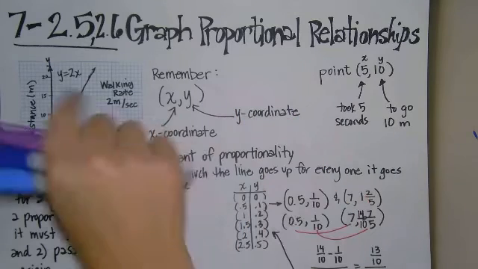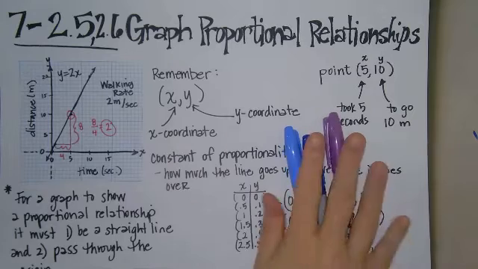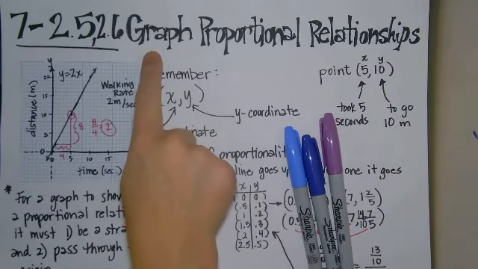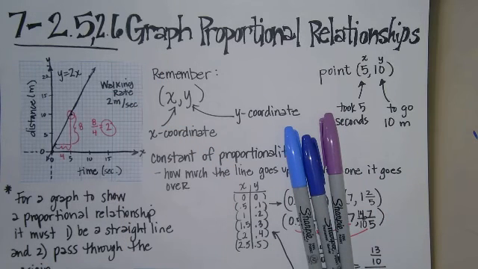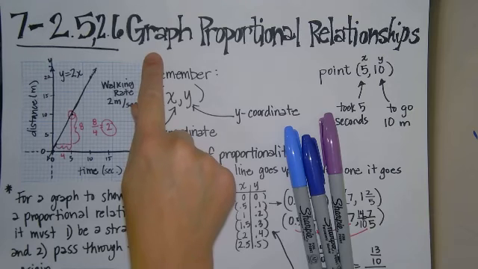I'm going to talk about 2.5 and 2.6 for the 7th grade math curriculum. So this is all going to be about graphing proportional relationships. Remember in the last lesson we talked about what it means for a relationship to be proportional. This time we're going to talk about what it's like to look at and graph a proportional relationship.